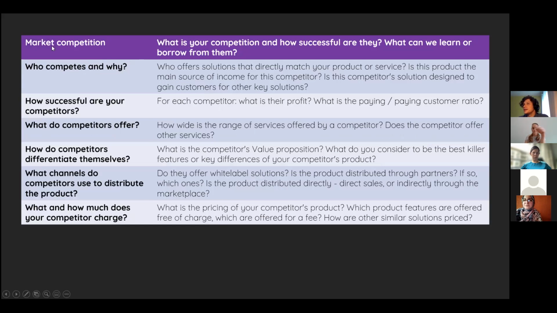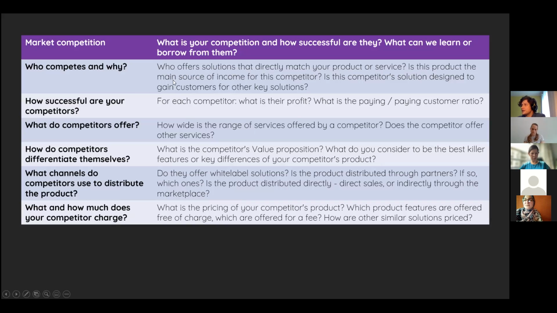Market competition: what is your competition and how successful are they? What can we learn from and borrow from them? This is very important because not always in databases and interviews with the people around you will you be able to understand some cool things. The first question will be who competes and why. Who offers solutions that directly match your product or service?